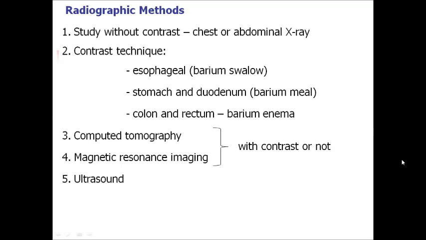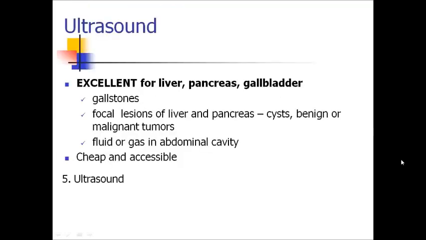And at last, ultrasound examination. Ultrasound is an excellent method of investigation of liver, pancreas, and gallbladder. It allows to reveal gallstones, focal lesions of liver and pancreas, cysts, benign or malignant tumors, also presence of fluid or gas in abdominal cavity. Its advantage is that it's cheap and always available and very fast.